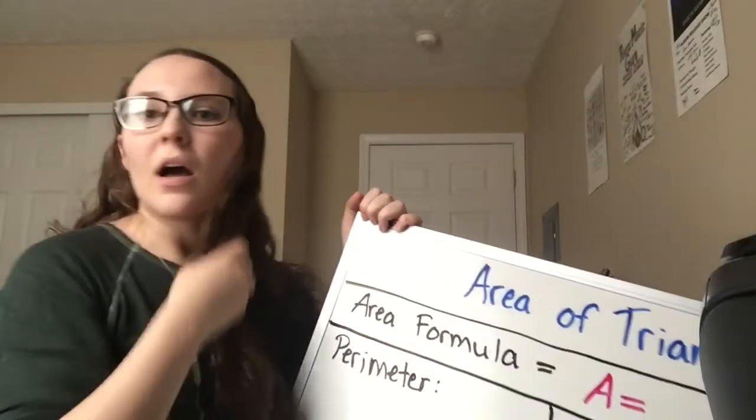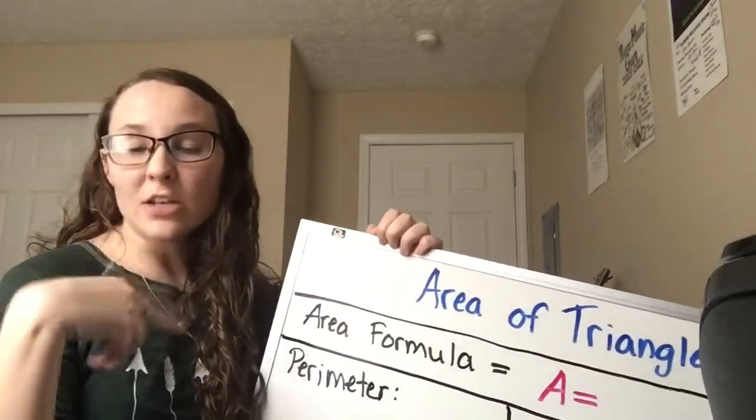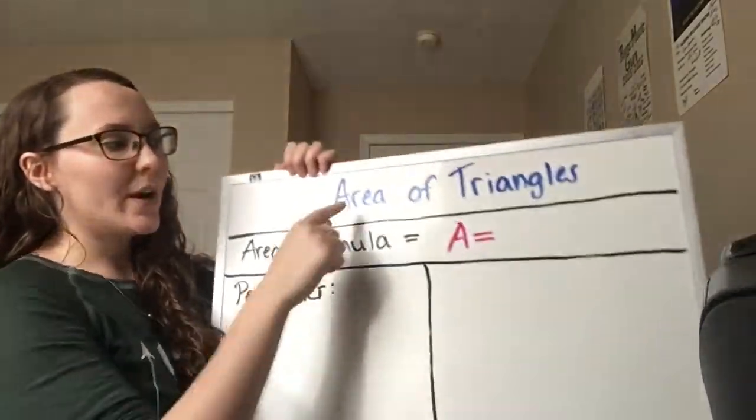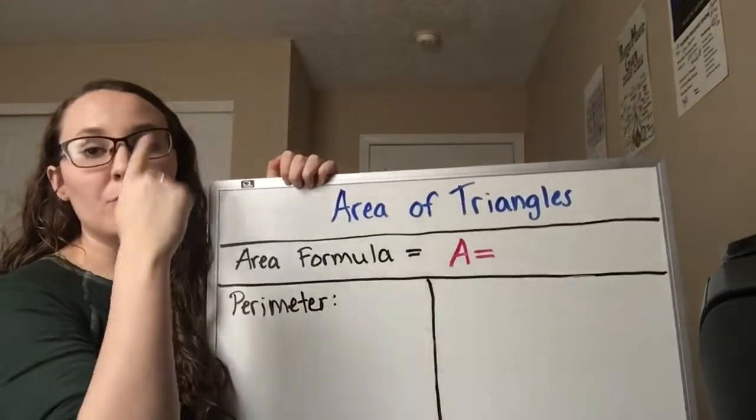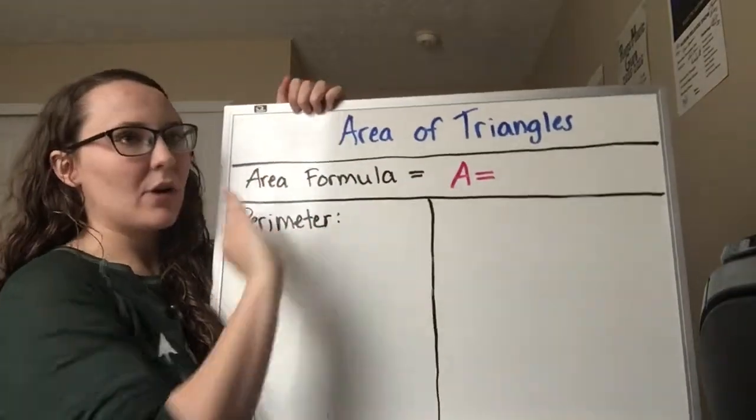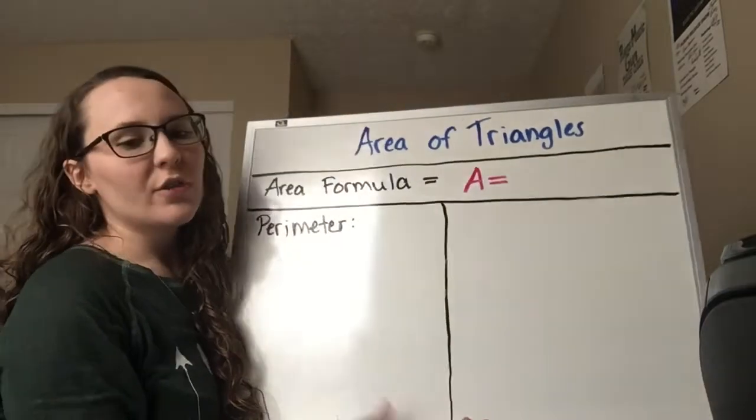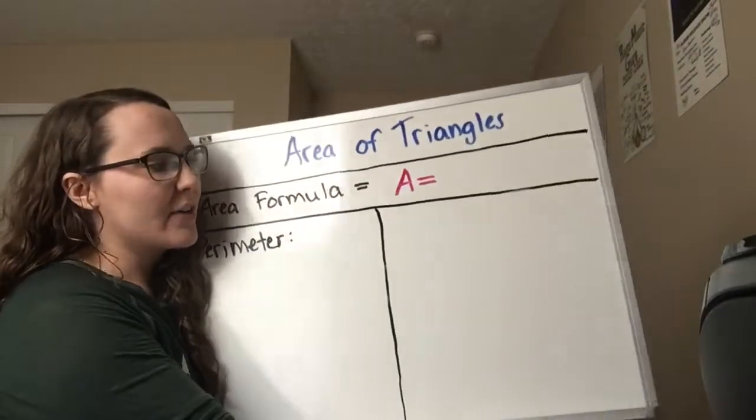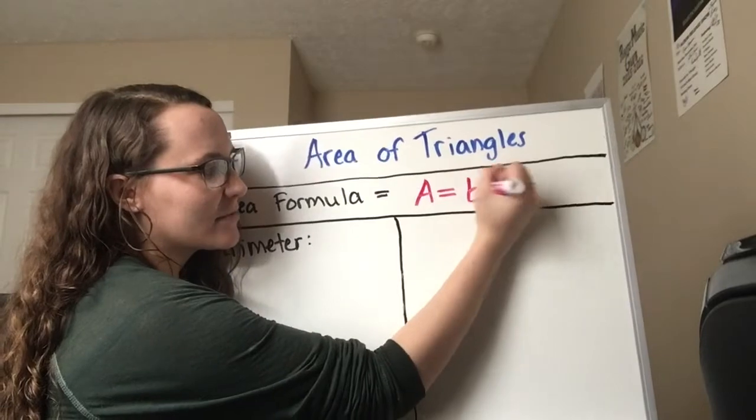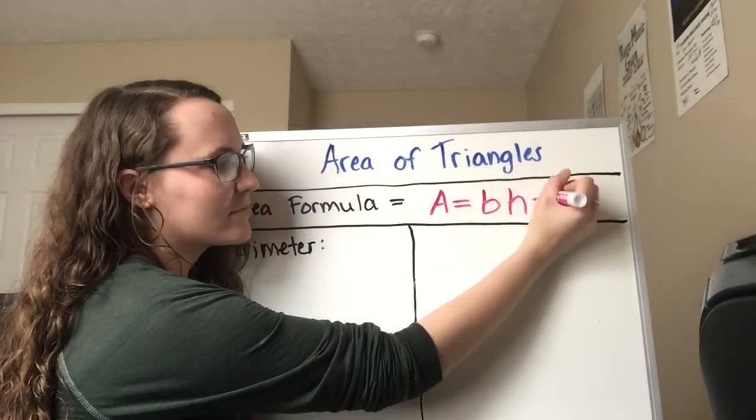Okay, so now I want you to scroll down to page 2 again on your math notebook to where it says area of triangles. It's highlighted in blue and it looks like this. So now we're on the right side of page 2. So the area formula that I'm going to use for the area of triangles is base times height divided by 2. Base times height divided by 2.